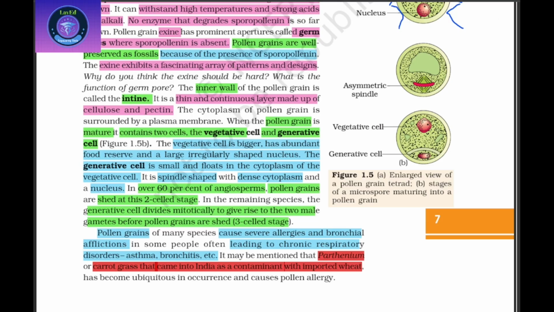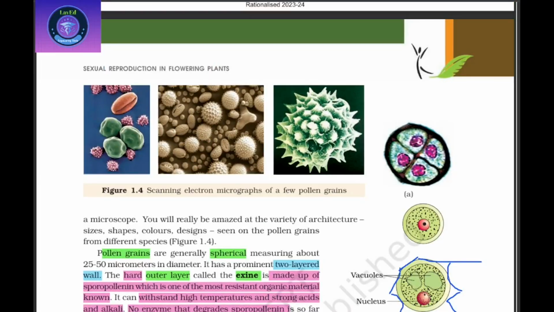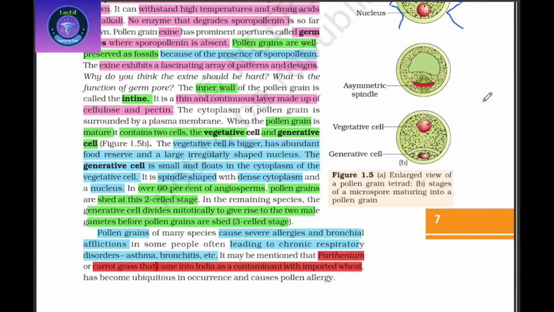Now you can see that in the diagram I have drawn, I did not draw a circular outline. I have drawn certain kinds of arrays, in order to show that the exine exhibits a fascinating array of patterns and designs. The patterns are nothing important. Okay, now we'll move on to the inner wall.